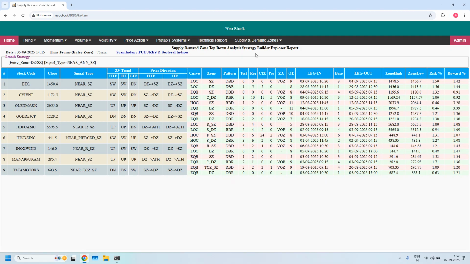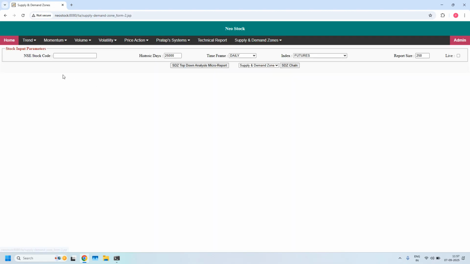Okay, next I will generate NIFTY and BANKNIFTY supply demand zone chain reports. Starting with NIFTY. Generating monthly supply demand zone chain for NIFTY.